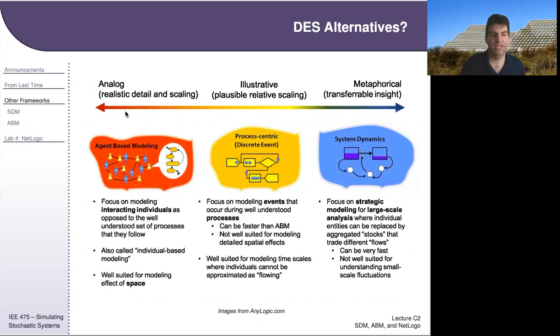That's what I refer to as being analog. They have realistic detail and scaling. Or they can be metaphorical, so they can be very generalizable. Those very generalizable models may not have enough detail to be customized or optimized for your particular scenario, but they give you some lesson which can apply across a wide range of scenarios. They're a little coarser grained, but it's not necessarily that they're worse.